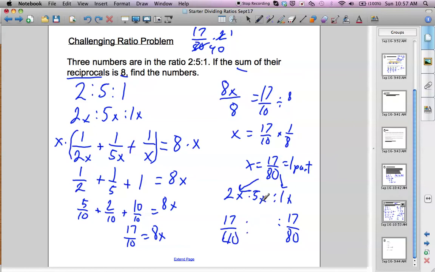And lastly, 5x. We're going to take 17 out of 80 times 5. And that's going to cancel and get us 16. So in the middle here, it is 17 out of 16. So very ugly numbers there, but that's your answer.